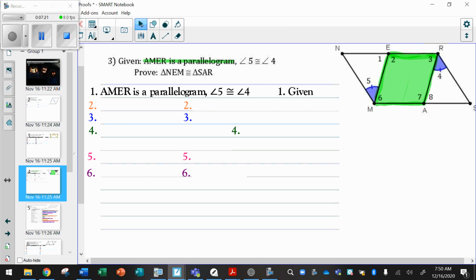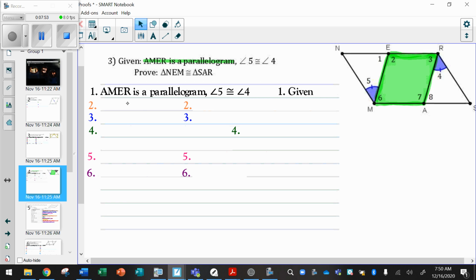We are trying to prove the triangles on each end that I did not shade in are congruent to each other. We were given angle 5 congruent to angle 4, and we're given that parallelogram in the middle. And we want to prove those two triangles congruent. So our options for proving triangles congruent, remember, are hypotenuse leg, side angle side, angle angle side, angle side angle, and side side side.